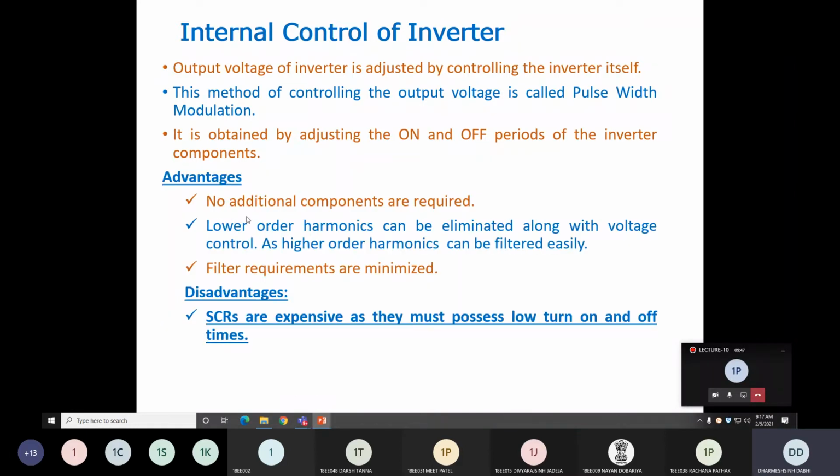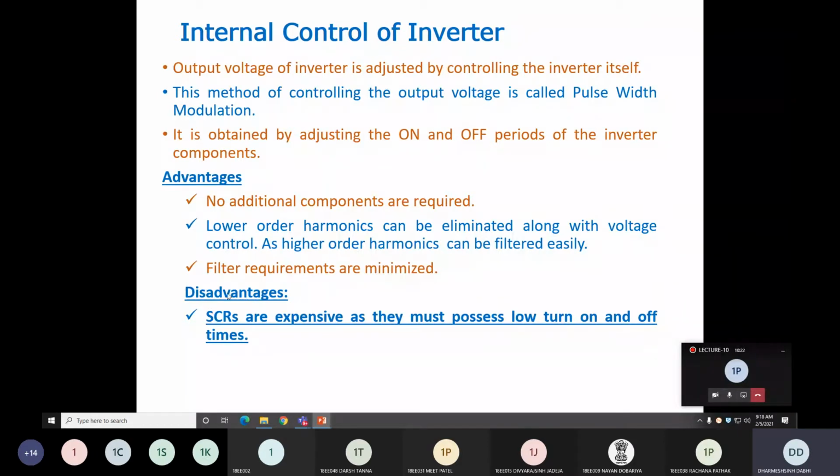So what are the advantages? The first advantage is that no additional component is required. Second, lower order harmonics can be eliminated along with the voltage control, and higher order harmonics can be filtered out easily. We will discuss later in detail why lower order harmonic elimination is good as compared to higher order harmonics. Because the lower order harmonics are less, we require a very small filter size. This is the third advantage, which is also related to the second advantage. We will discuss these two points in detail.